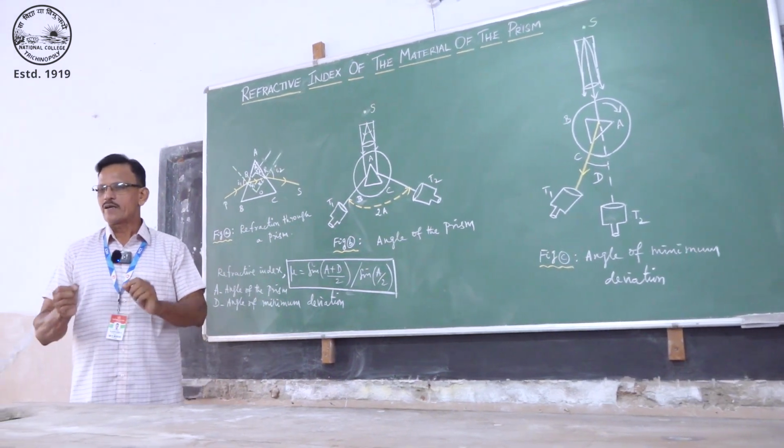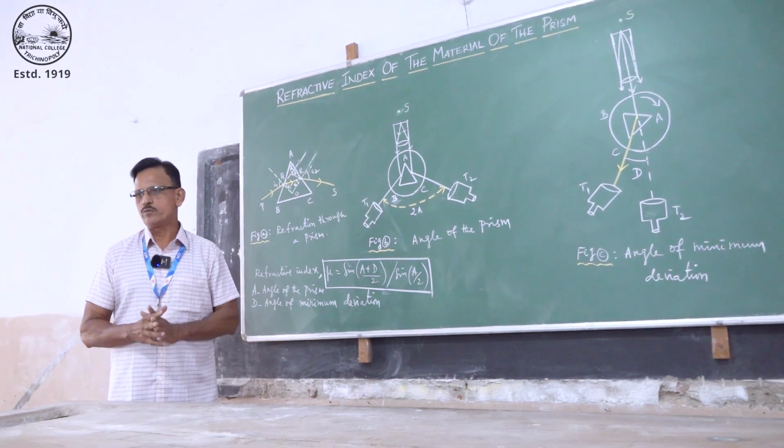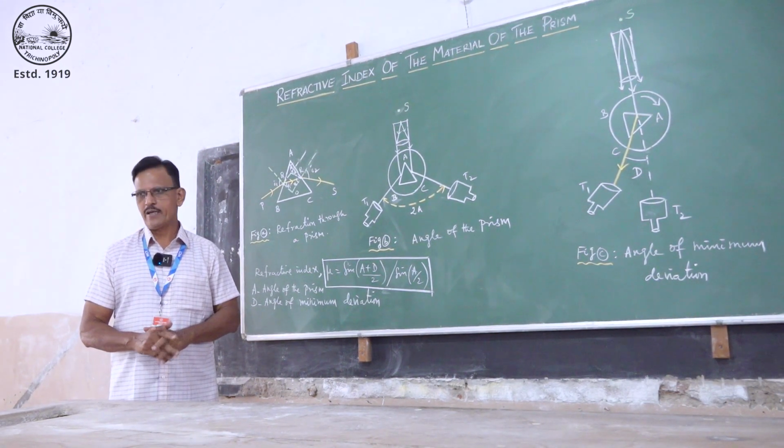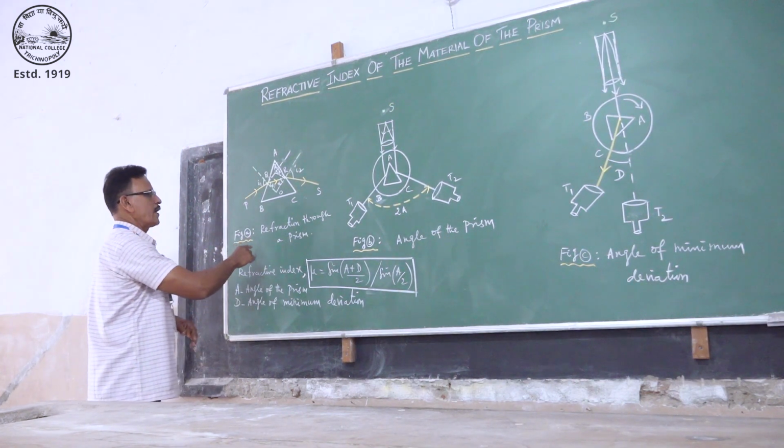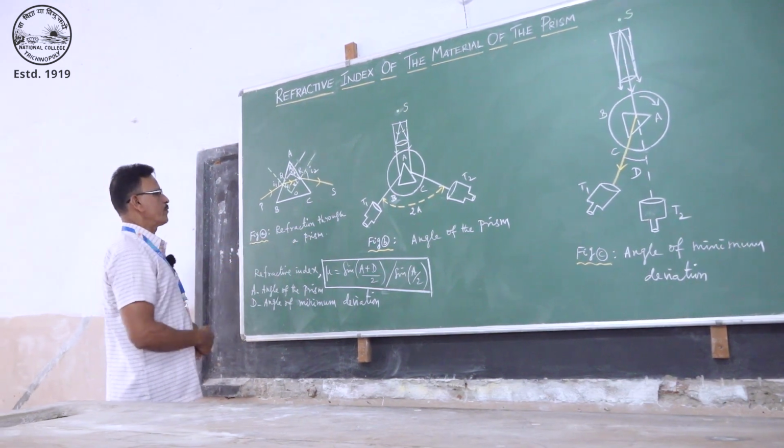That is, the refractive index is denoted by mu. Mu is equal to C by V. That is the general definition. So here, in figure A, I have given the refraction through a prism.